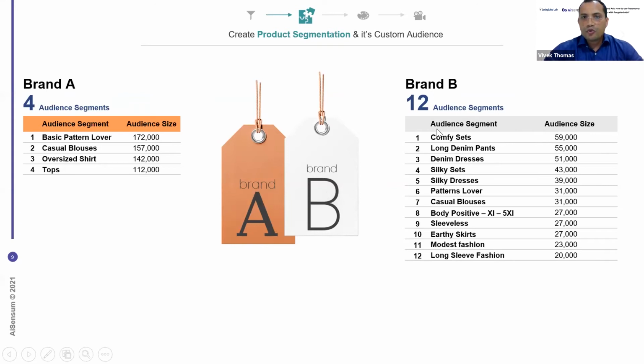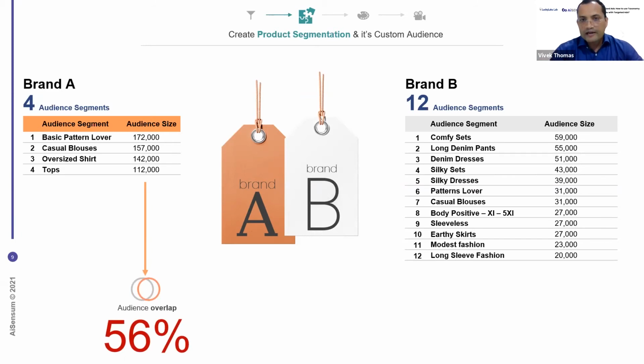It's got a much more granular kind of segment. Just because you've given the algorithm more dimensions, the segmentation algorithm is able to detect much better audience segments in the case of brand B, where you have 12 segments. Now, what is the meaning of that? Why does this matter a lot? Especially in marketing, it is because of the next step.